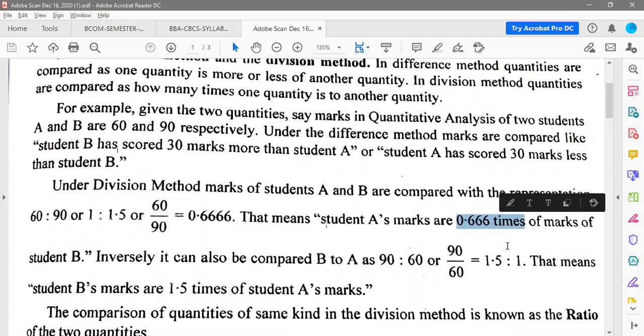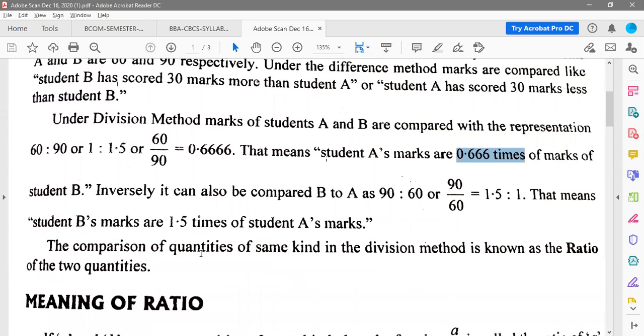In division method, we are comparing it with times, but in the difference method, we are just finding the difference between the marks and we are representing that. Okay, so these two are important things for you to understand as the basics of comparison.